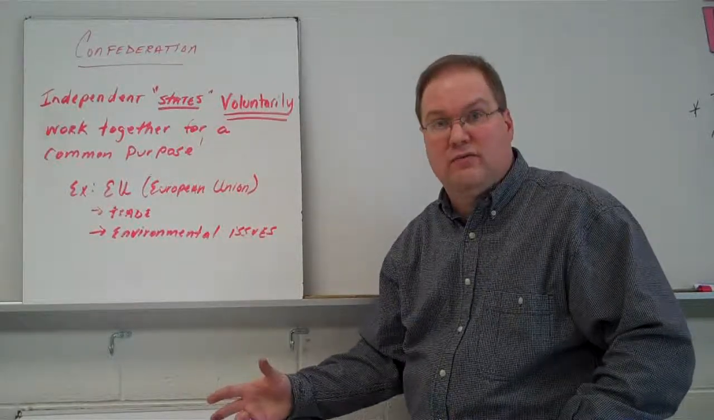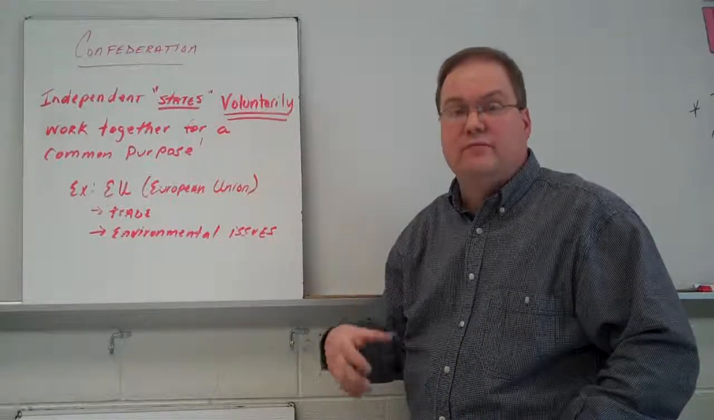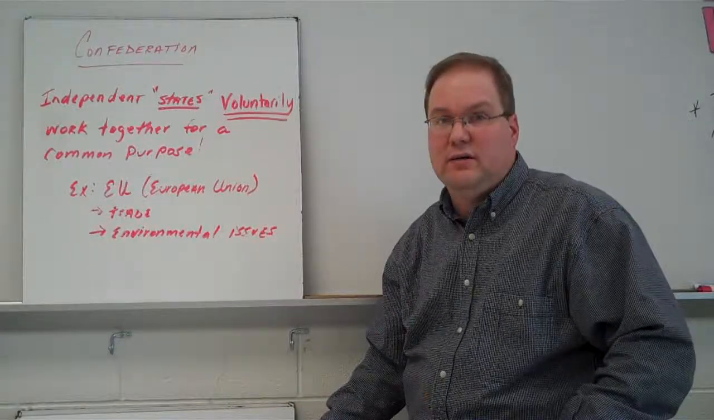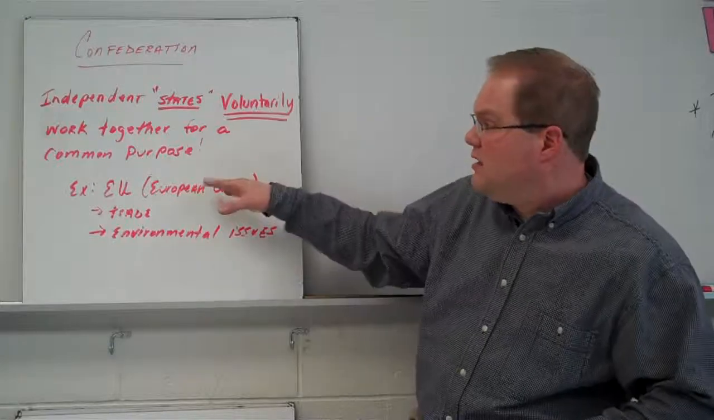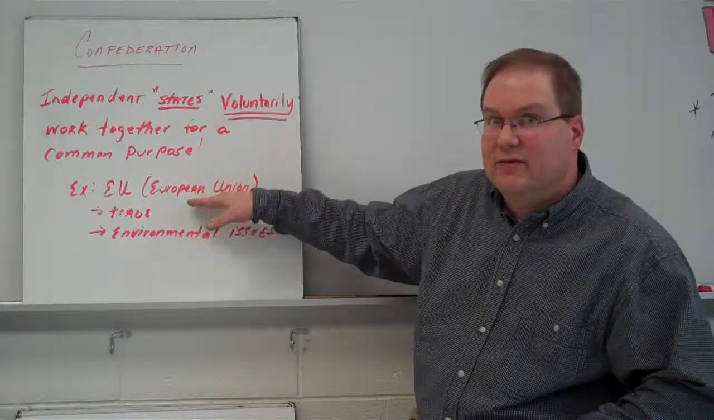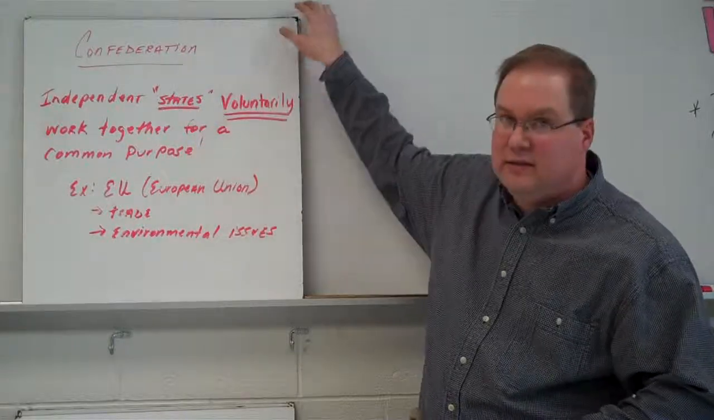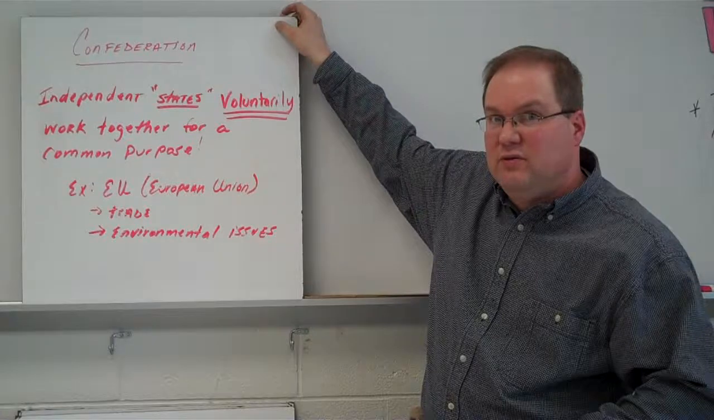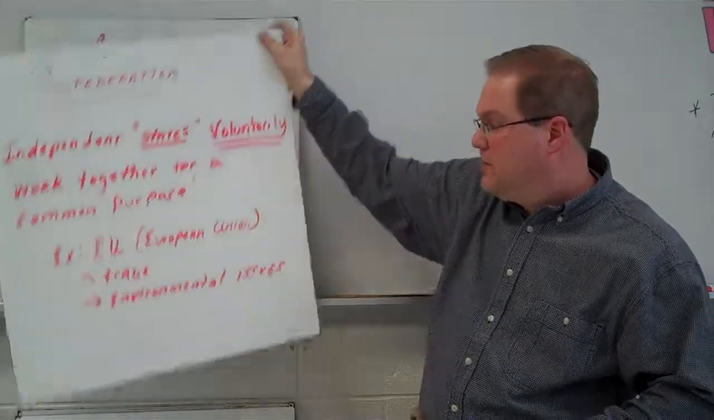The problem with the Articles of Confederation was that the central government was too weak. The states were too powerful, at least that's what they believed back then. So it didn't work out, and that's why we got the Constitution of the United States. Anyway, again, confederation is voluntary. They work together for a common purpose, a group of states, if you will, working together for a common purpose.